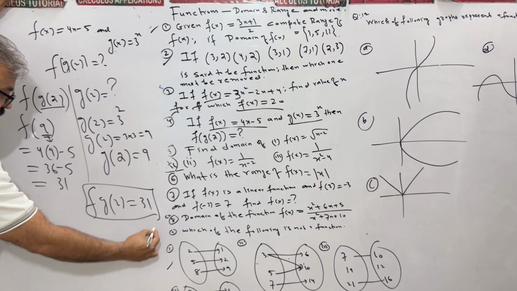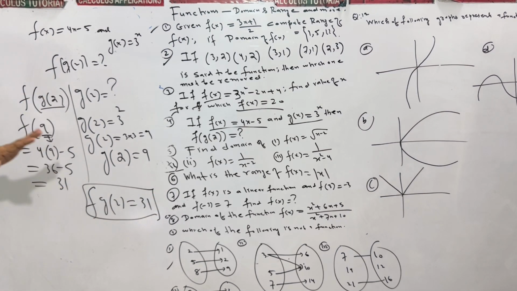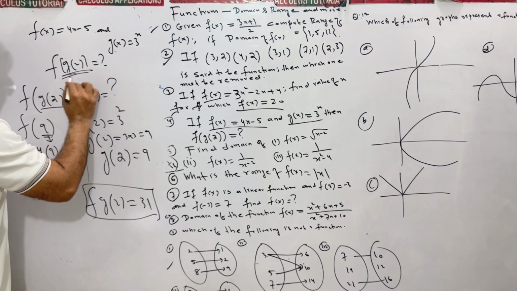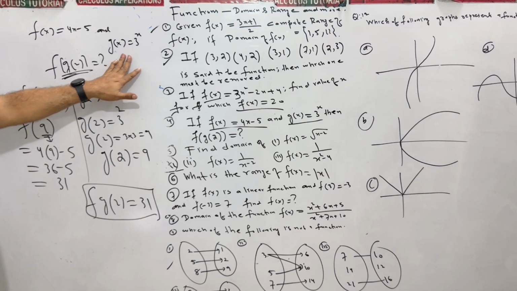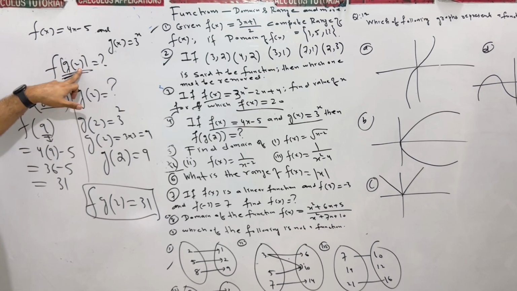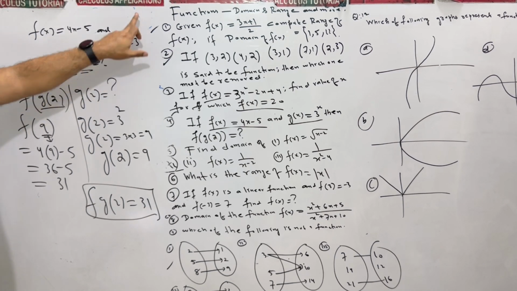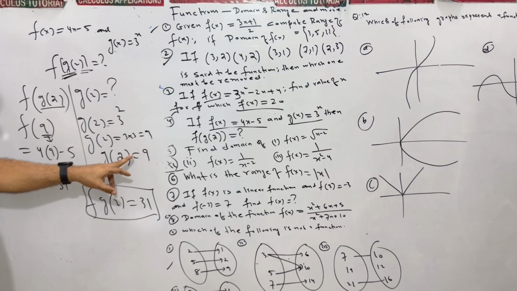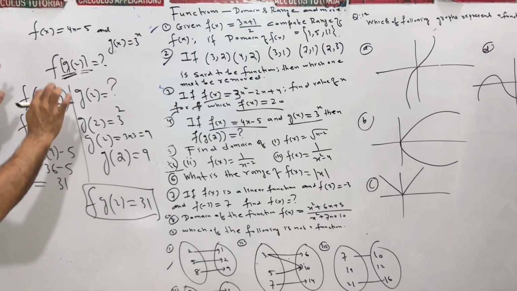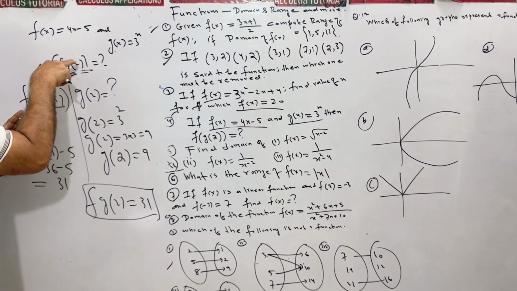That is the way to calculate composition, from inside out. First calculate g of 2. g of x is given to us. g of 2 means instead of x put 2, so 3 squared, which means 9. g of 2 results in 9. So instead of g of 2, I have plugged in 9.